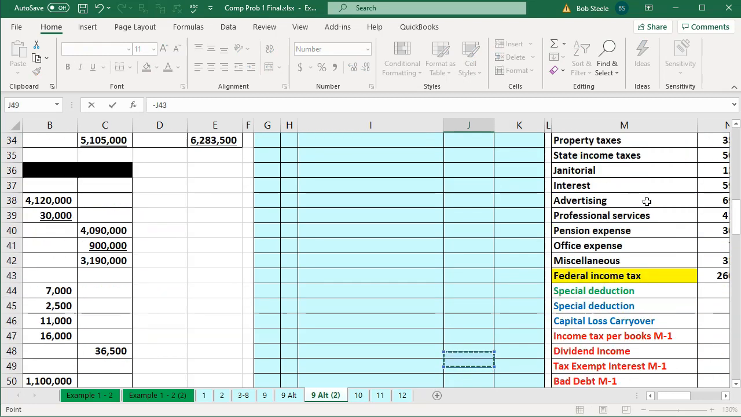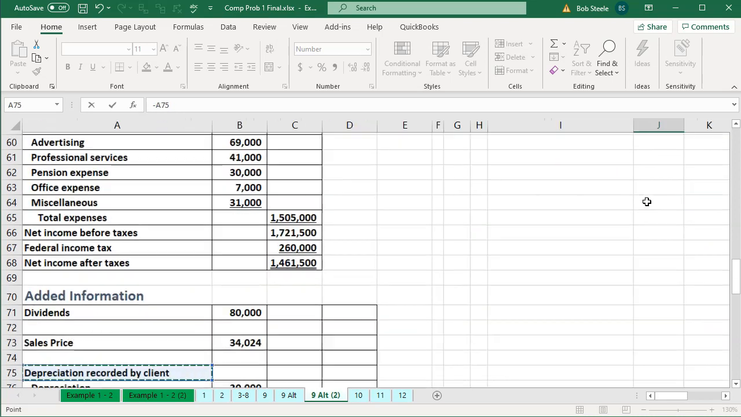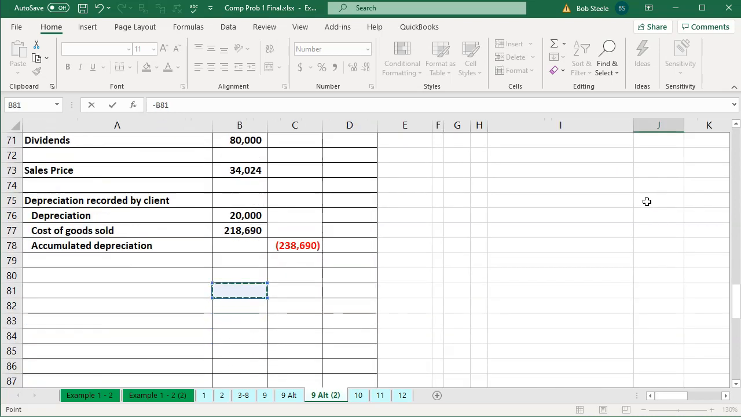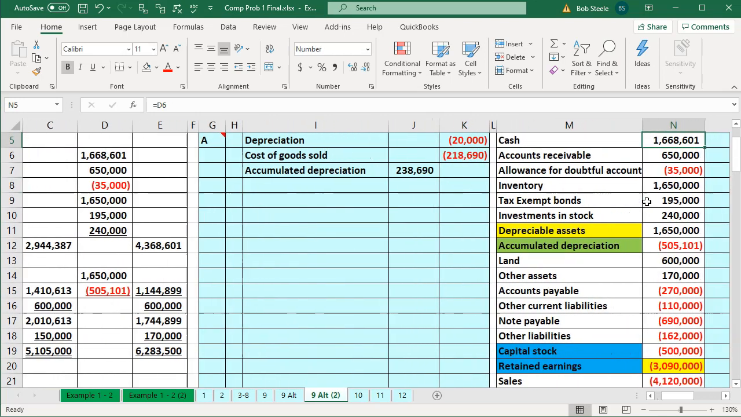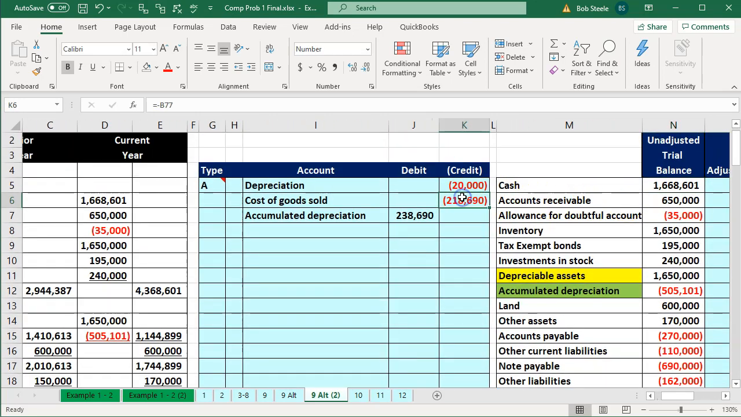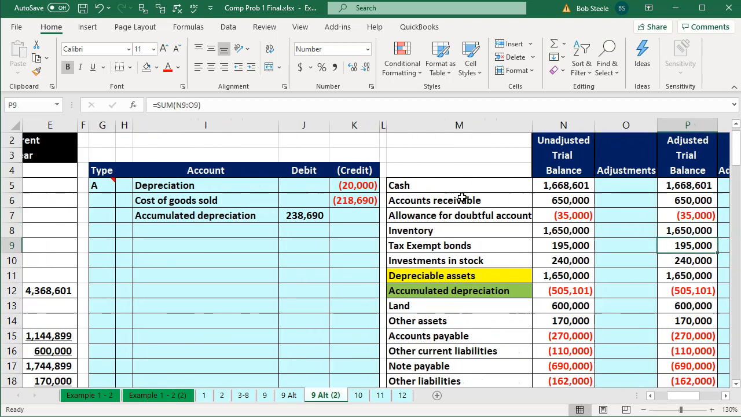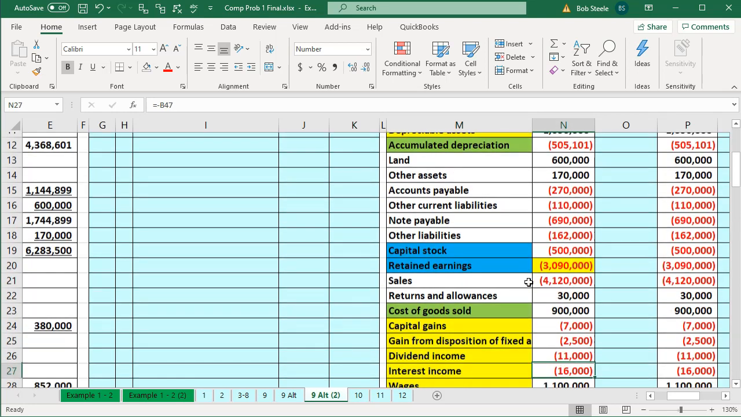The debit was for the 238,690. So there's going to be our transaction. So now I'm going to reverse what the client did, right? So I'm going to go down here and say, let's post this out. Here's the depreciation. Let's reverse what was input into the system.